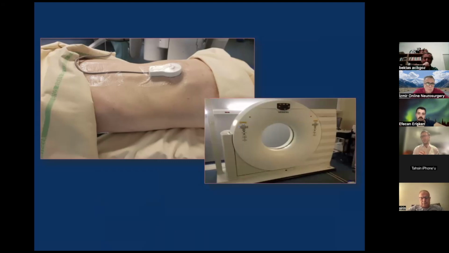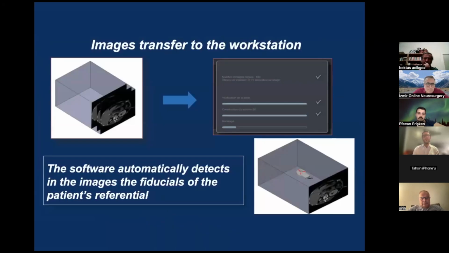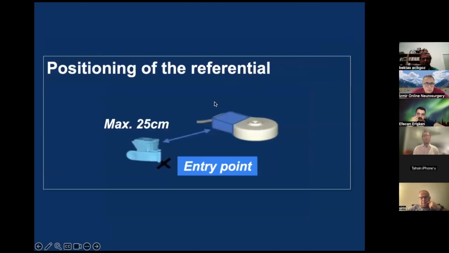Afterwards, you perform a CT scan with this tool, which is fixed on the patient. And afterward, we will transmit the image to the workstation, and the software will automatically detect on the image the fiducials of the patient referential. And afterward, we will position the needle carrier, which will be clipped to the needle, and which contains the electromagnetic receptor in the electromagnetic field. This receptor should not be too far from the emitter, less than 25 centimeters.